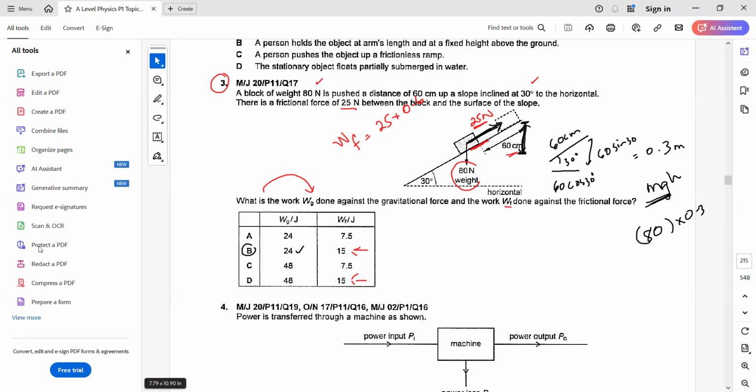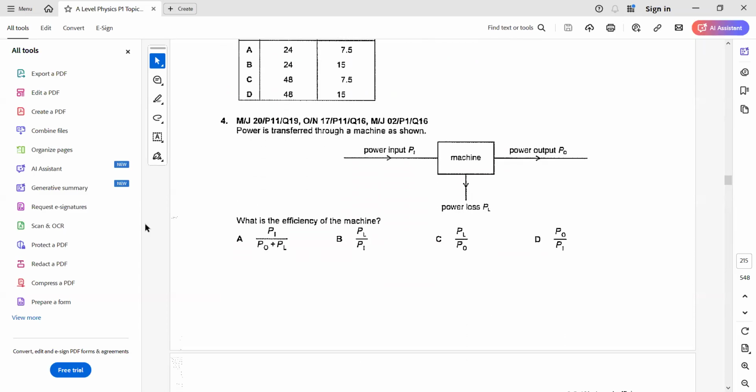Let's try the next question. That's question 4. It says power is transferred through a machine as shown. That is power input. And that's power output. That's power loss. What is the efficiency? The efficiency is useful power output over total power input. So that's basically PO over PI. That is going to be simply D. Nothing difficult here. Very easy.